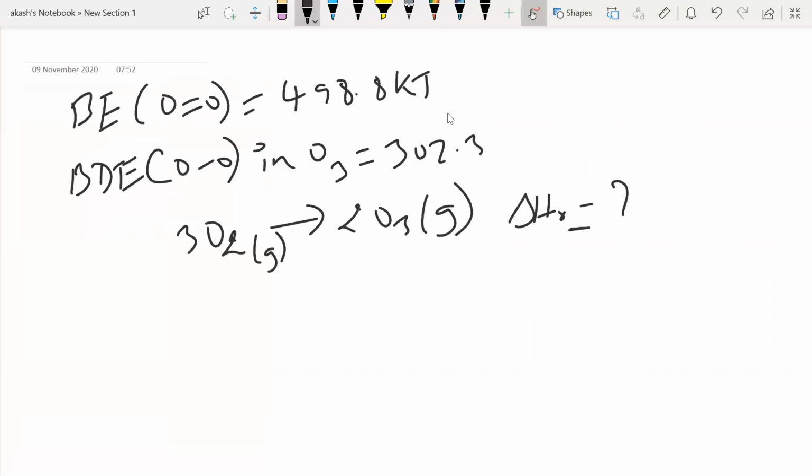Fine. So yeah, they have given these two pieces of information, and they have given you this reaction, and they're asking to find what is the enthalpy change for this reaction. It's a pretty straightforward question if you just know what exactly you have to do.